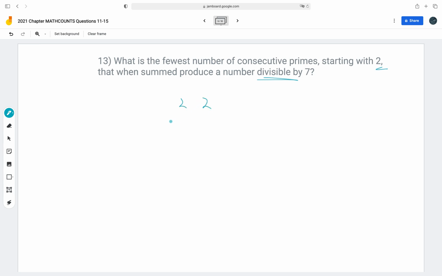You add plus 3, which is the next prime. The next prime is plus 5. 10.